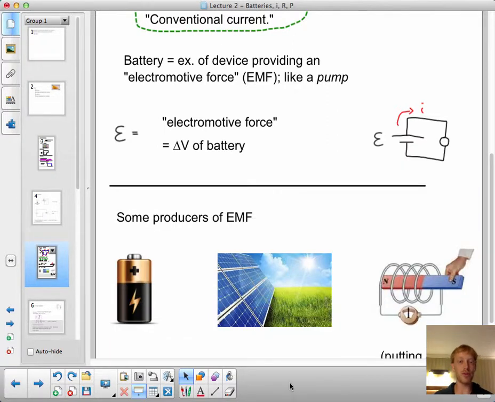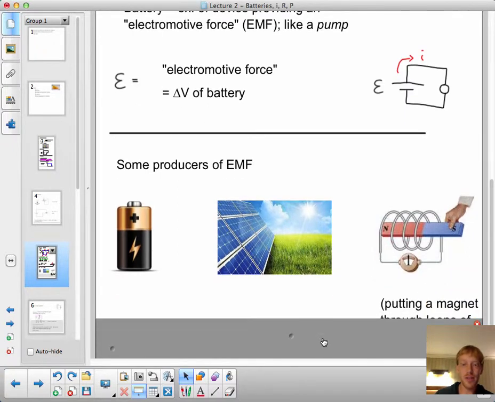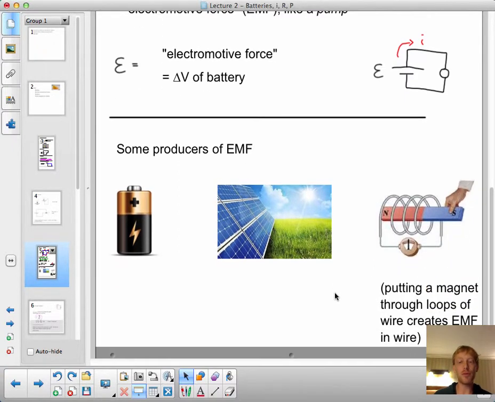Here's some other things that produce EMF. Battery produces EMF. Solar cells produce EMF. They take solar energy from the photons of the sun and convert it into electrical energy. And it turns out that actually putting a magnet through loops of wire creates an EMF in the wire. That is how most power plants work.